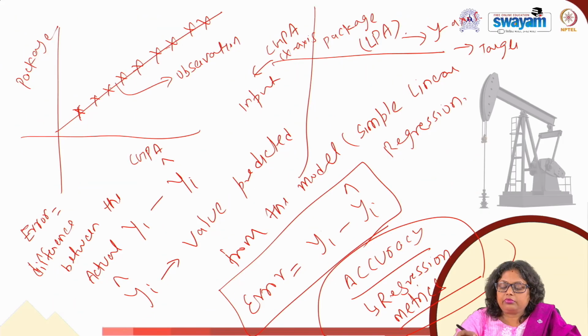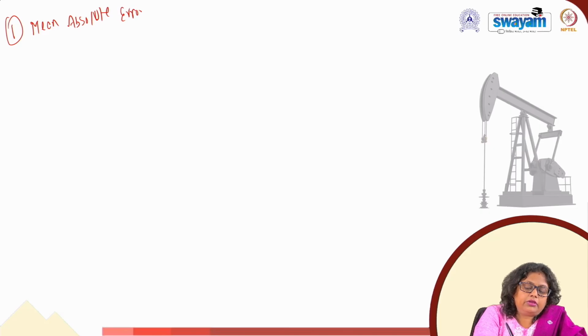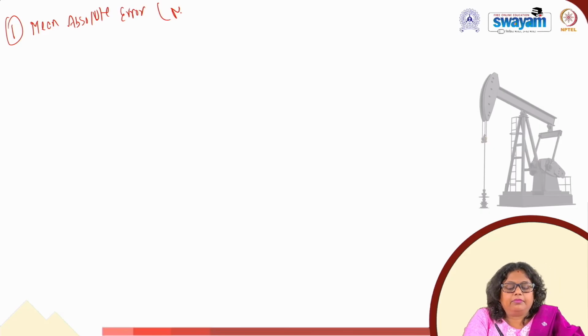Let me just explain why this error is important. Determining this error is important because we want to check how accurate the model is. To check the accuracy, there should be less error. To measure the error, we have some metrics. So let's start with the first one, the mean absolute error. As the name suggests, we are just taking the absolute error.